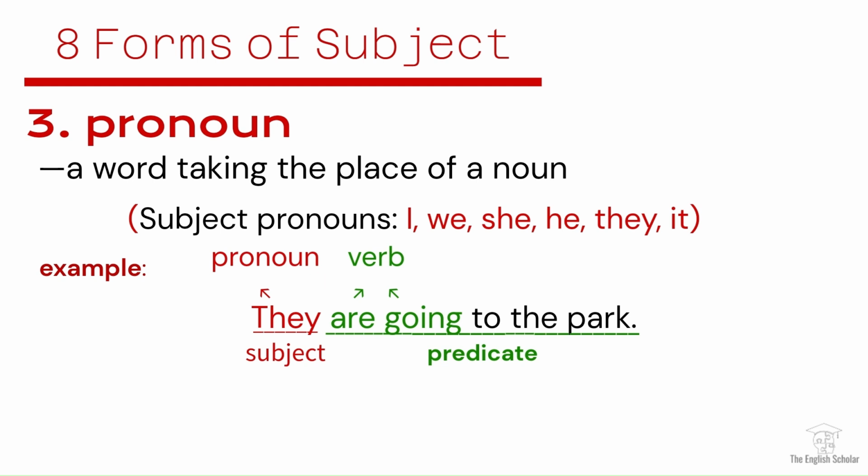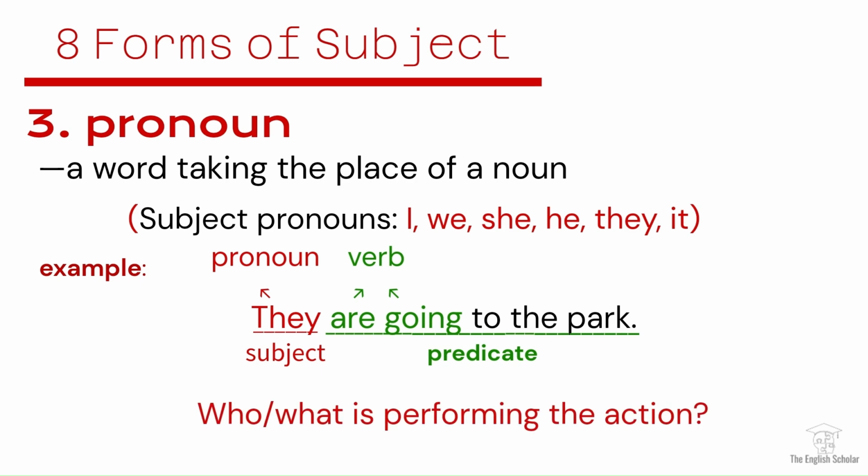They are going to the park. Here, they is the pronoun and serves as the subject. It refers to a group of people or things that are going to the park, and it answers the question, who is performing the action?